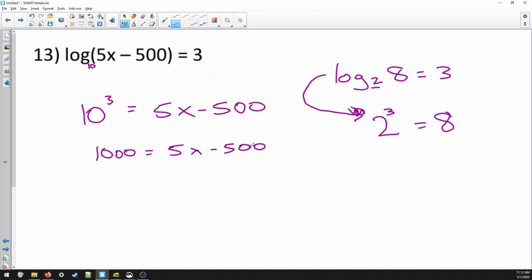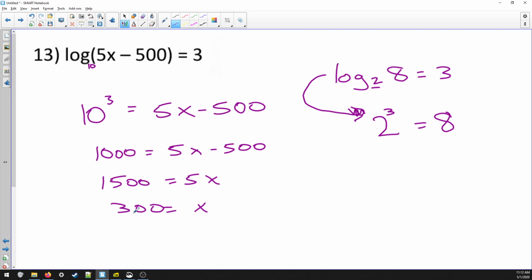And now I can just finish solving this one. I'm going to add the 500 over. That's 1,500, okay? And then if I divide by 5 on both sides, I get that x is equal to 300, okay? So now, we do have to be careful with log problems. Log problems can have extraneous solutions, okay?